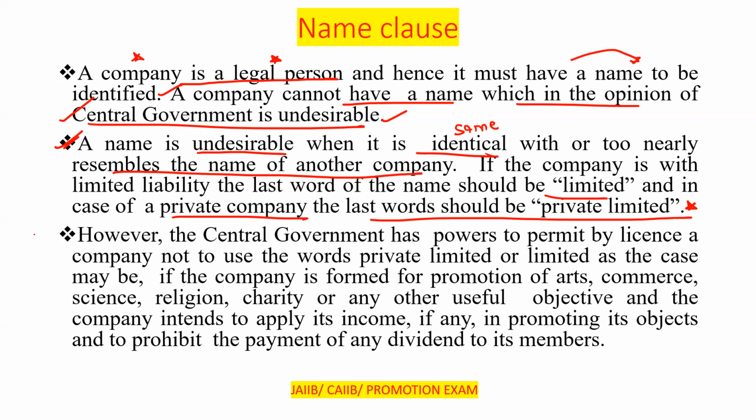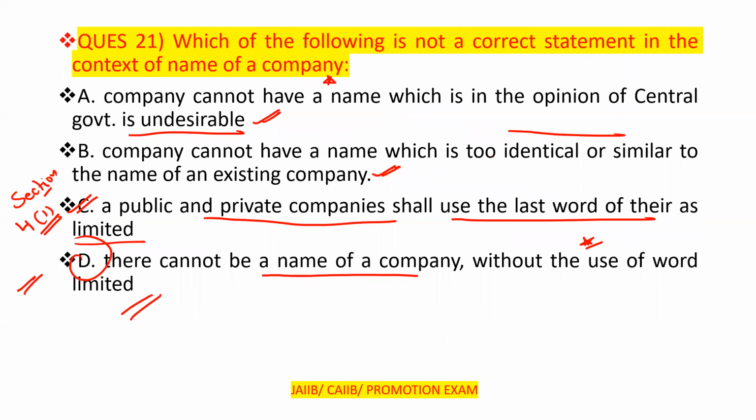Further, however, the central government has powers to permit by license a company not to use the words private limited or limited, as the case may be. So it depends upon the central government. They have the power to give this exemption to companies, so that they are not required to use the word limited in their name. That is regarding our point number D.